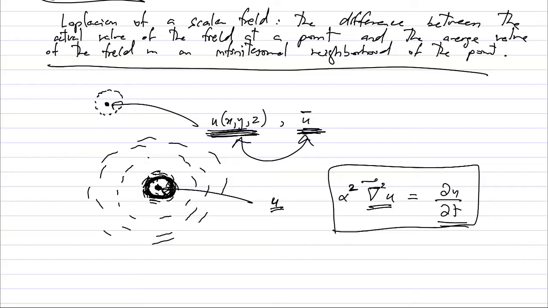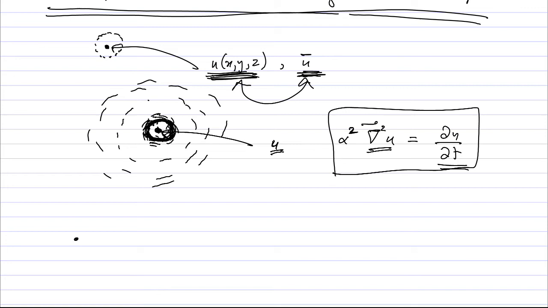Now, let me show you that this statement is indeed correct and reasonable, starting from a previous definition of the Laplacian. What we have is essentially that we look at a point. For convenience, I'll set up my coordinate system such that the origin of my coordinate system is at the point that I'm looking at.